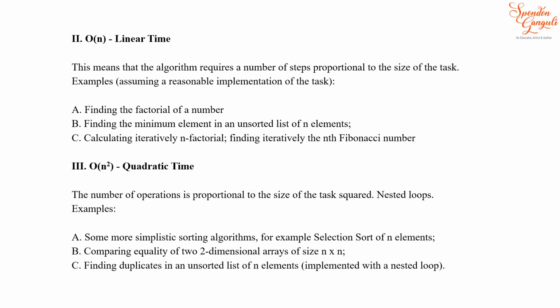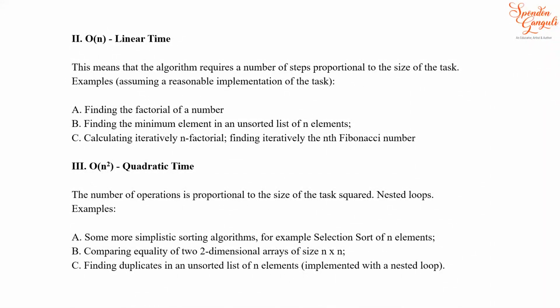Next one is linear time complexity, which is big O(n). It means the algorithm requires a number of steps proportional to the size of the task. For example, finding the factorial of a number, finding the minimum element in an unsorted list of n elements, calculating the nth factorial or finding the nth Fibonacci number, and so on.